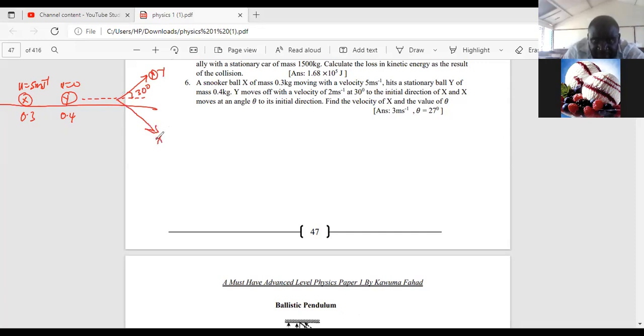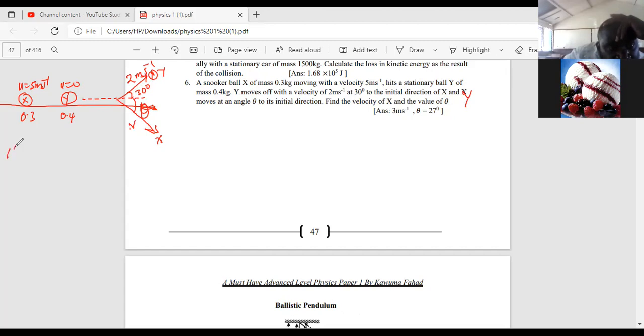Then X moves at theta to its initial direction. Find the velocity of X, which we don't know. But this one moves with the 2 meters per second. This one moves with the V we don't know.